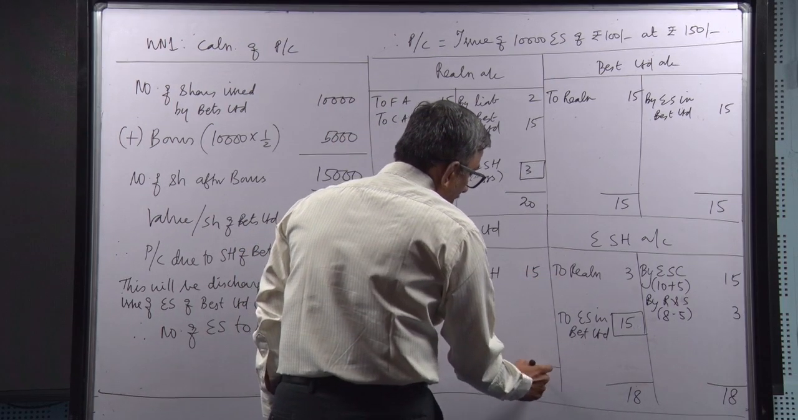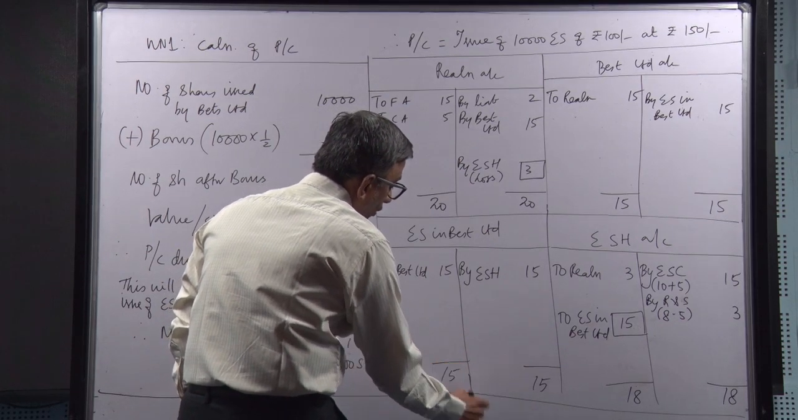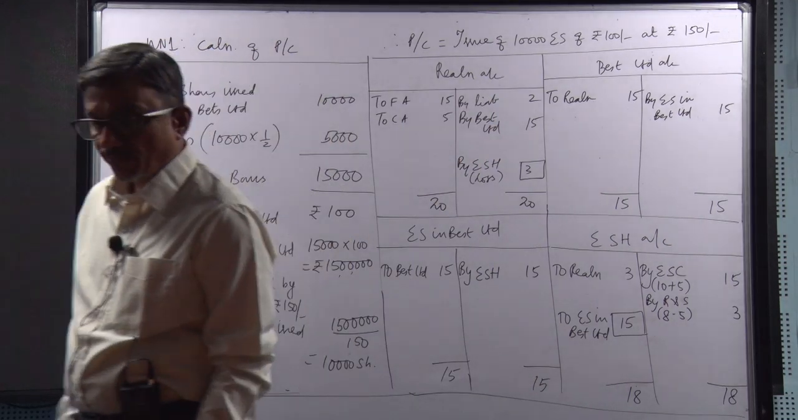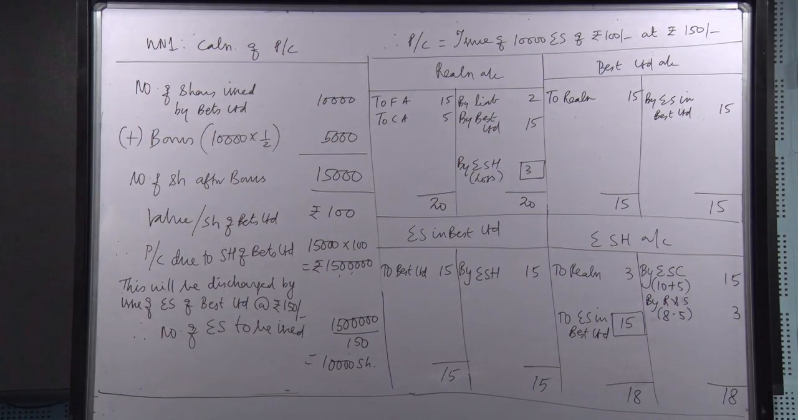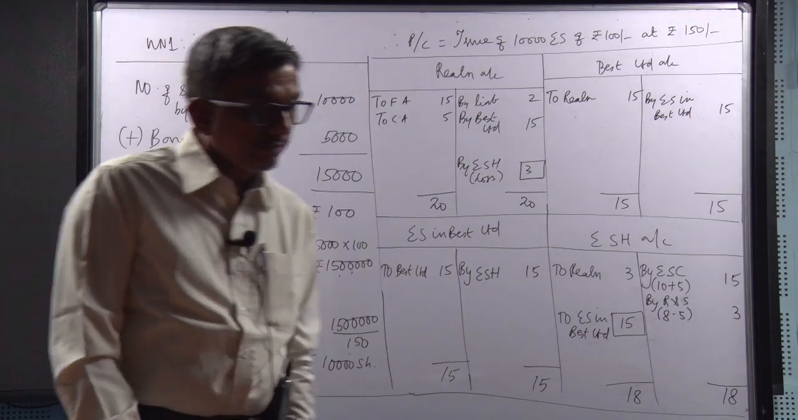So what will happen is equity shares account also will be closed. Realization account is closed. Purchasing company account is closed. Equity shareholders account is also closed. So this is how you close the books of the vendor company. So that also we have done.